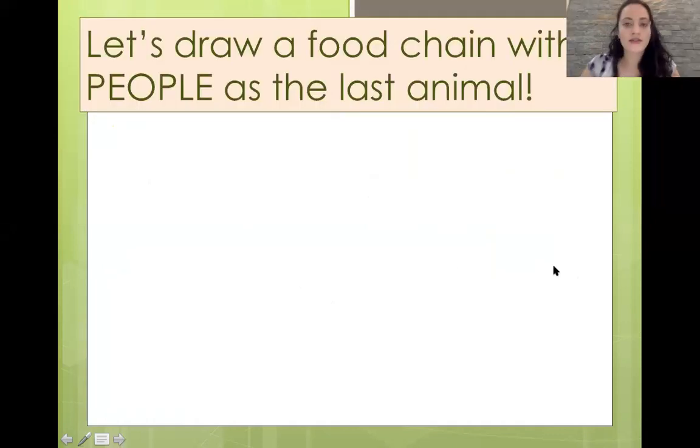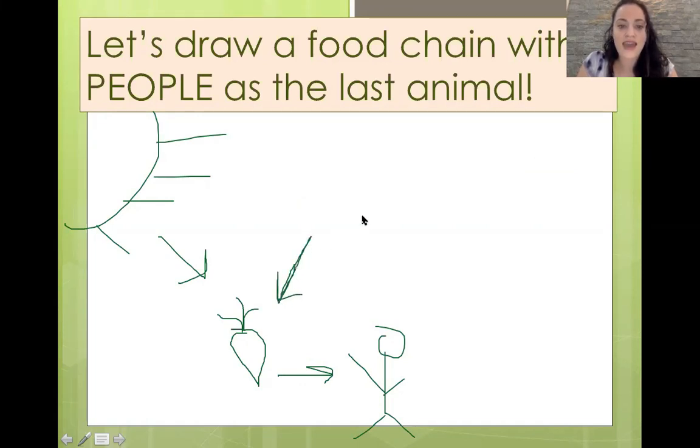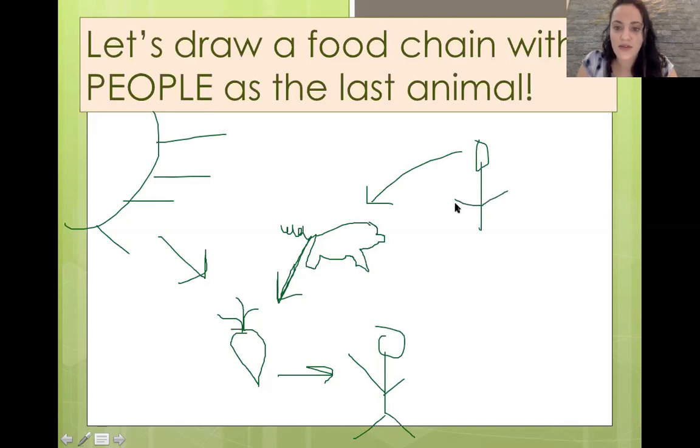Okay, we're out of time, so we won't draw the food chain for the people. I can do it really quick, right? We have the sun, and then we have maybe a carrot. And then maybe the person eats the carrot, or maybe a pig eats the carrot. Curly tail. And then the person eats the pig, right? So people tend to be at the very end of the food chain, eating the pig or eating the carrot.